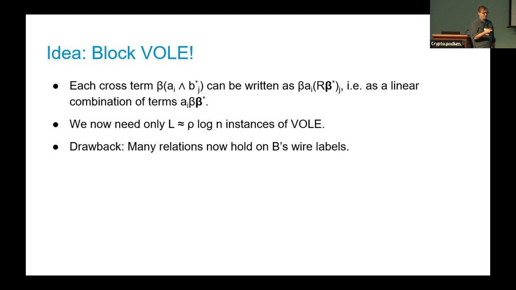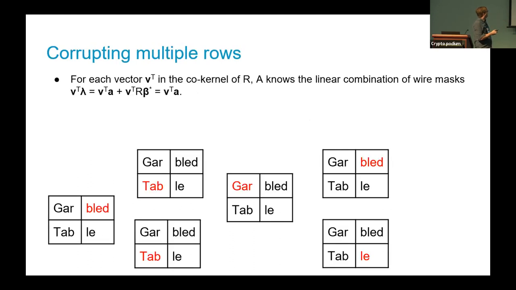We have a whole bunch of relations now on the wire labels. And if we want to be precise and linear algebra-y about it, for every vector in the co-kernel of R, which is large because it's an N by log N matrix, there's some linear combination of wire masks where you have, you can check this linear algebra, VT lambda equals VTA plus VTR beta star, and VT is in the co-kernel of R. So A knows VT lambda. So A knows a ton of information about what's going on in the garbled table.